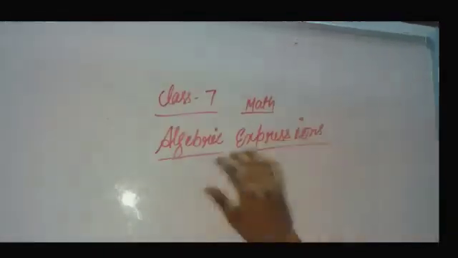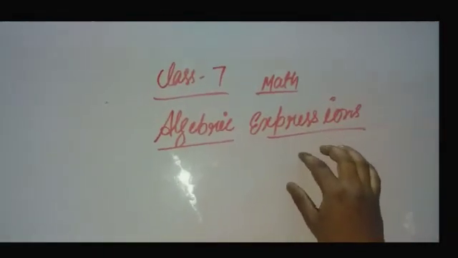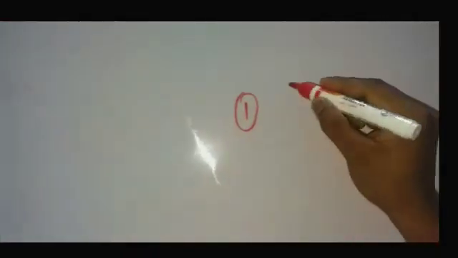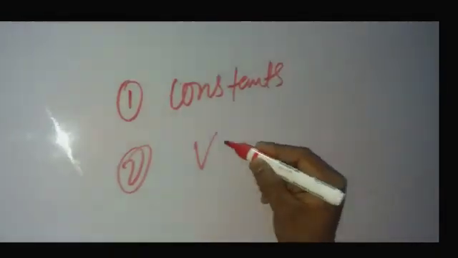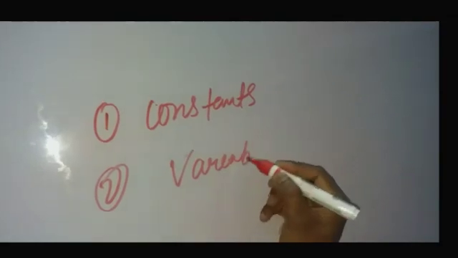Today we have learned algebraic expression. We express algebra by two symbols, such as constants and variable. We express any algebraic term with two symbols: first of all constants and another is variable.